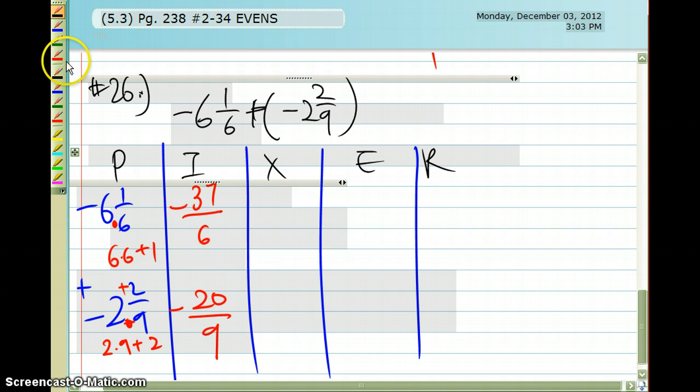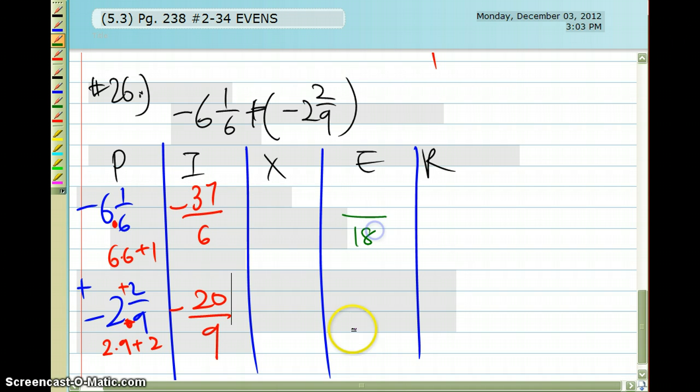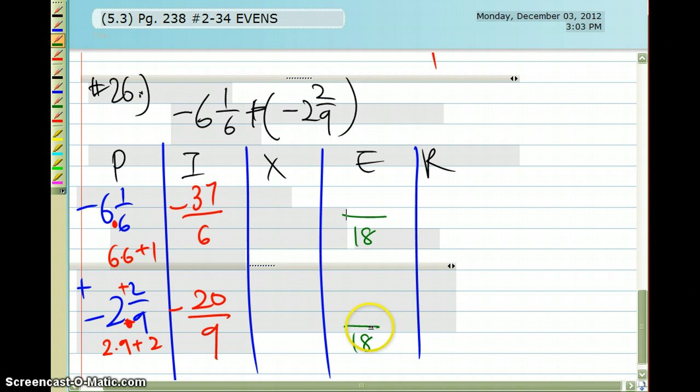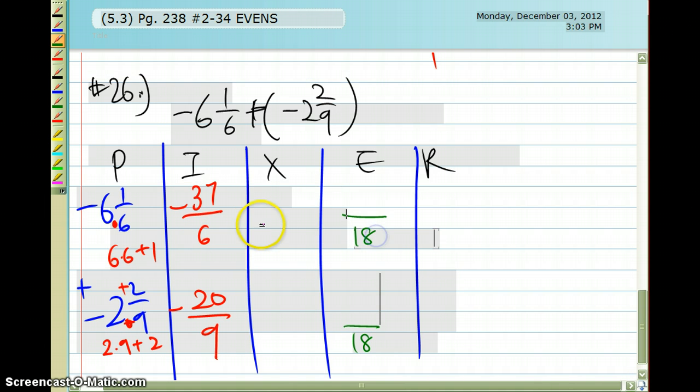Now, the common denominator that I want to find between 6 and 9 would be 18. That's going to be the lowest. If you got 54, that's fine. You just have to do more reducing later on when you do the R. So to get 6 times something equals 18, that would be 3. So I'm going to also multiply that in the numerator.